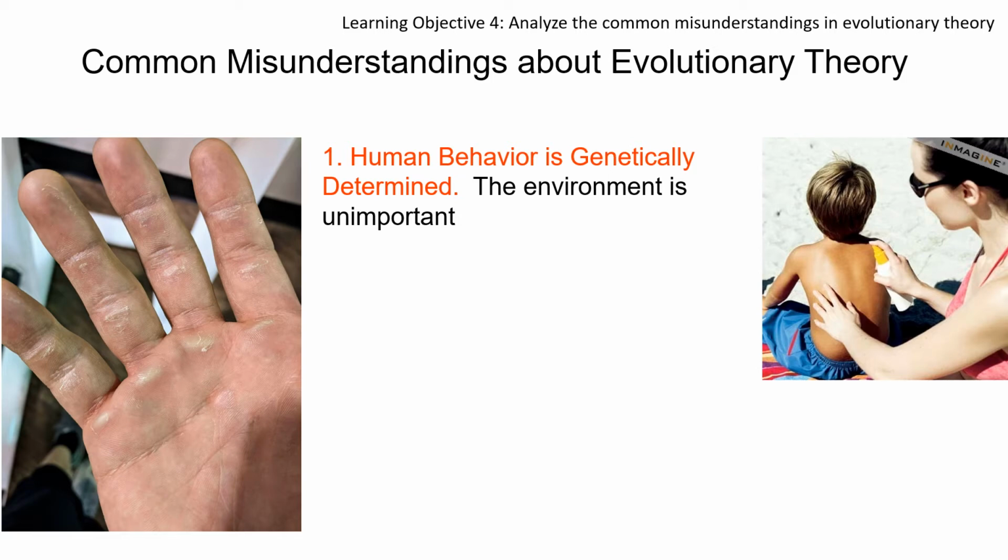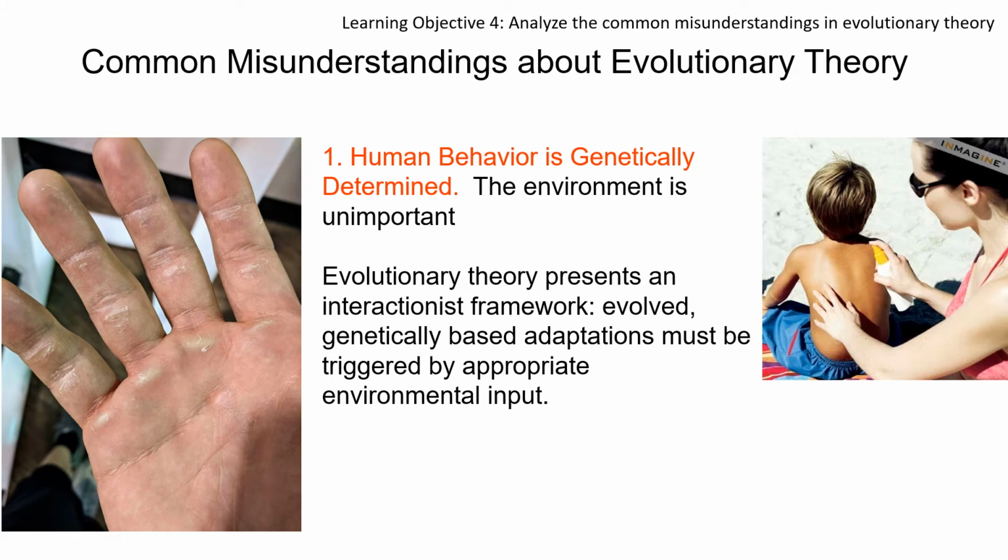And I'm not getting into determinism versus free will. I'm just getting into genes versus environment. And I've already said earlier in a previous set of slides that they're both important. But let's look here, because some people say that by following evolutionary theory, somebody is saying that the environment's unimportant. Well, that's not true. Evolutionary theory is a very interactionist theory. It's a very interactionist framework. That is that both the genes, these genetically based predispositions and adaptations, and environment, the environmental triggers, are what's important.